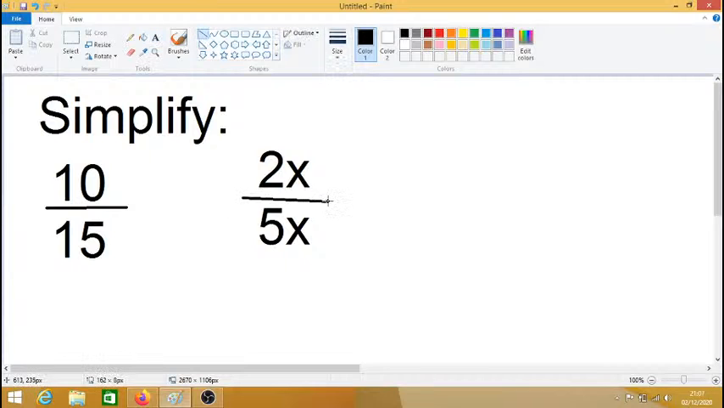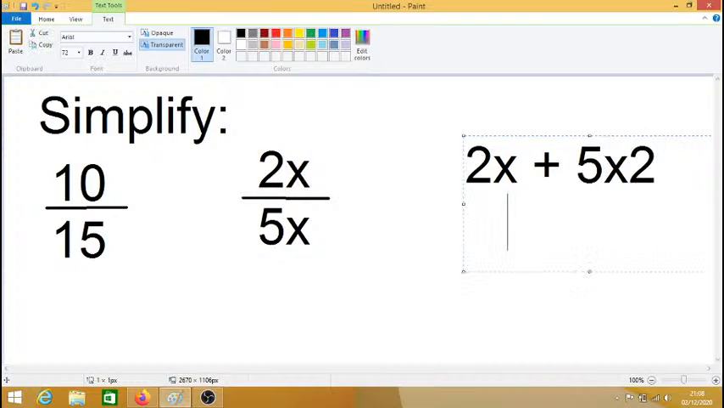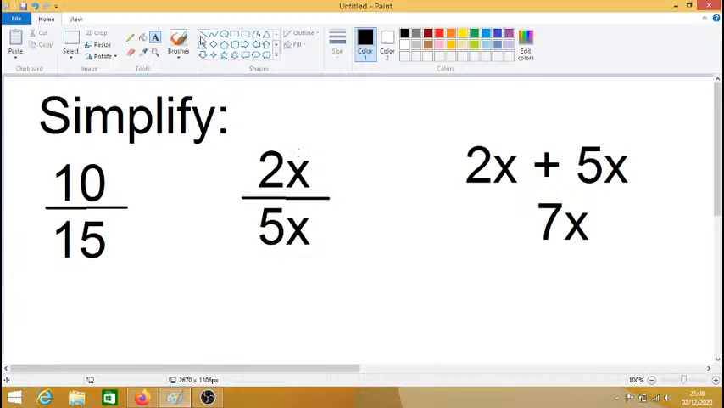And then if you can try simplifying 2x plus 5x squared over 7x. Just give you a minute to do those.